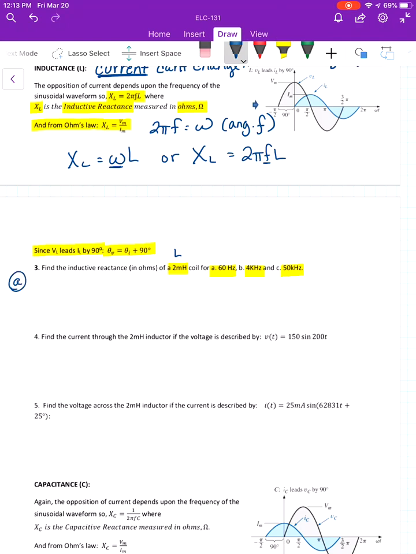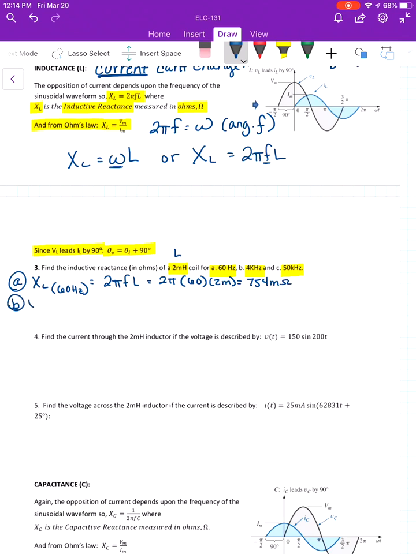So for A, we want to find X sub L at 60 hertz. I'm just going to note that that is 60 hertz that we're looking for here. So the equation, 2 pi f times L, and we have 60 hertz and 2 millihenries. So that means our reactance of this inductor is 754 milliohms.